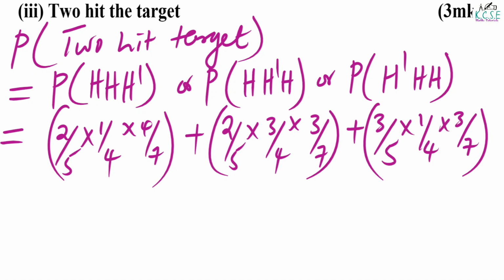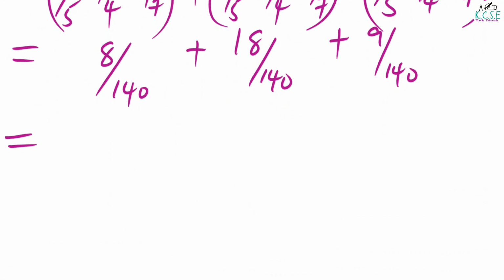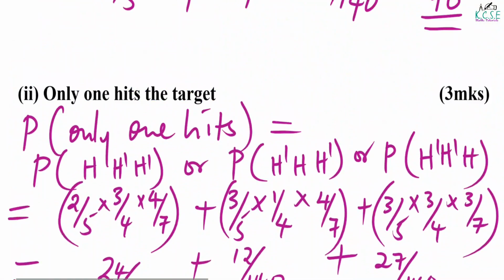So working out these, we get 8 over 140 plus 18 plus this is 9 over 140. So when you add these, you get 35 over 140, and simplifying this, it gives a quarter. So that represents now the probability that 2 will hit the target. So that is how you require to work out that question.